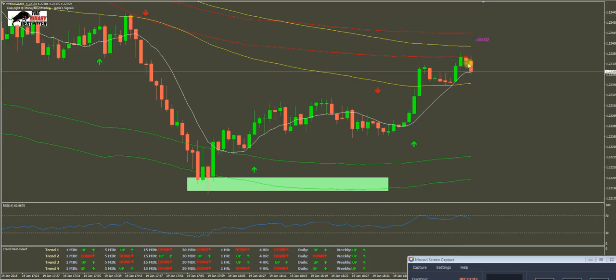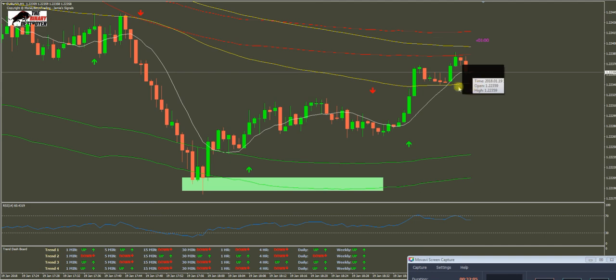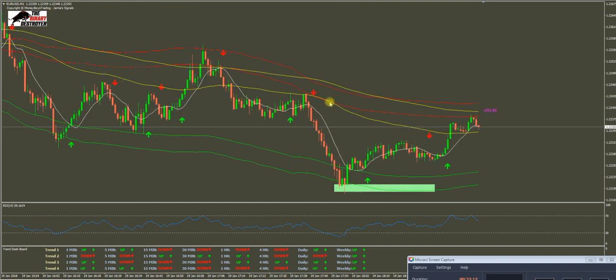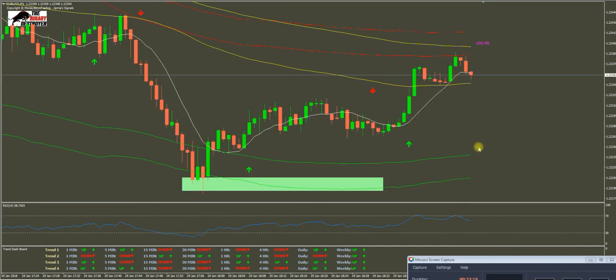But can you see we've got two red candles now? There's another confirmation. Look at the RSI. Look at the RSI now. Look at it. Starting to go back down. So for me here, we're likely to go back down again.